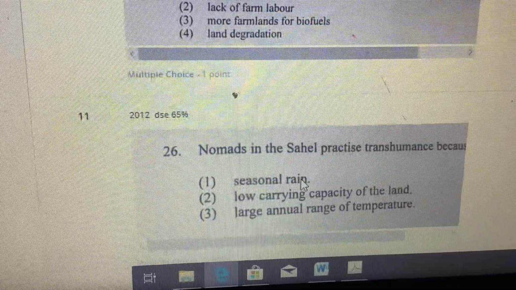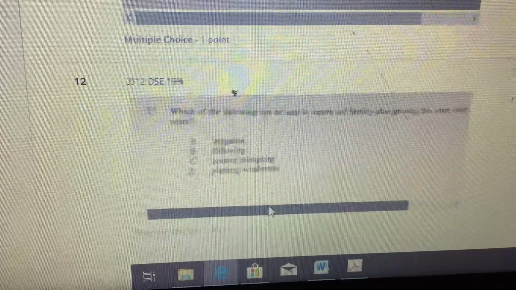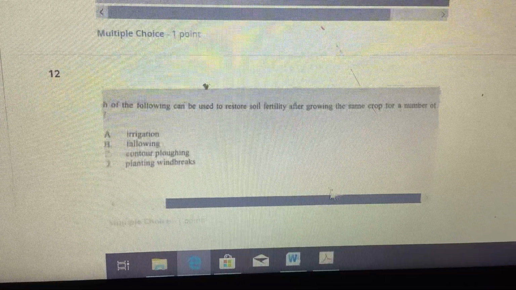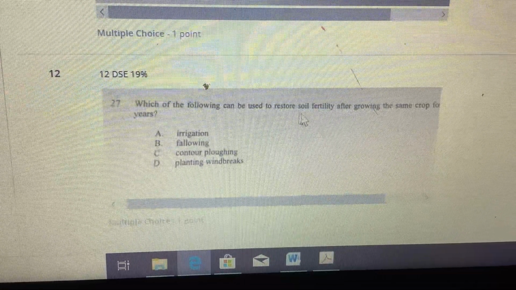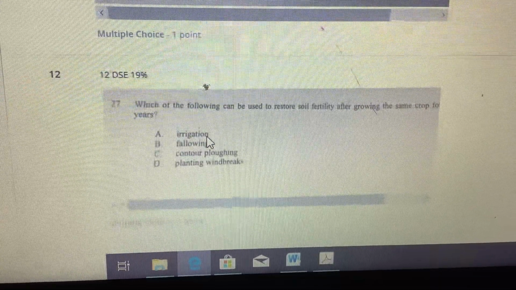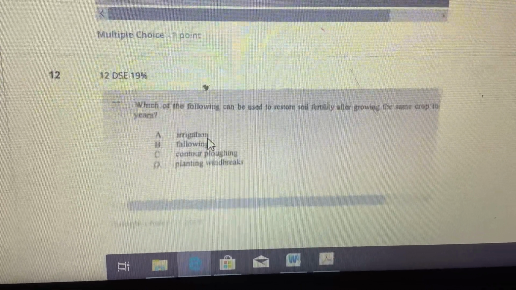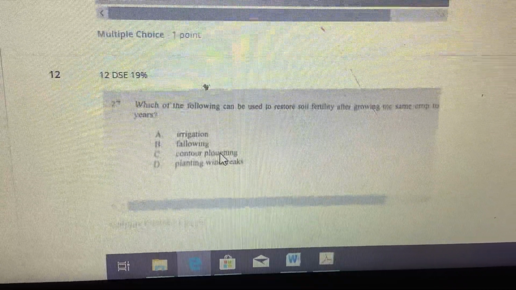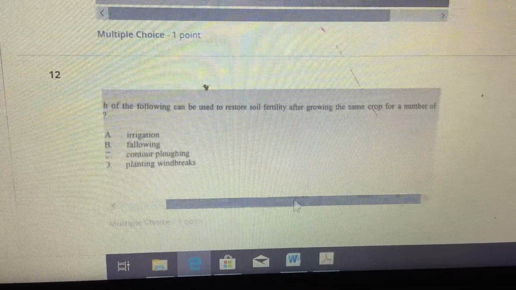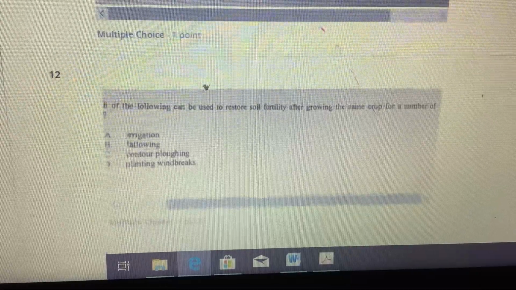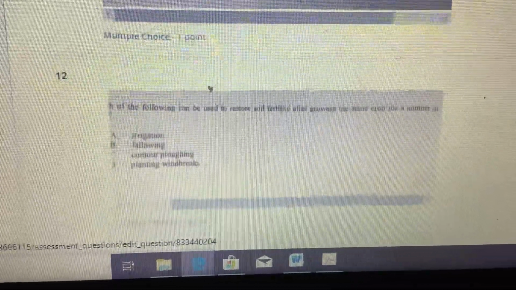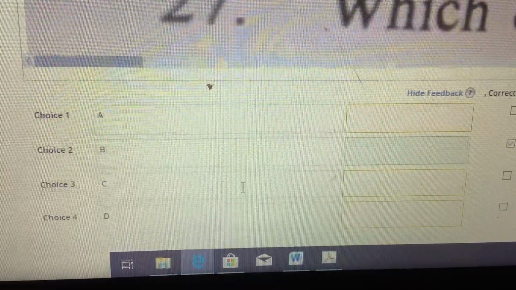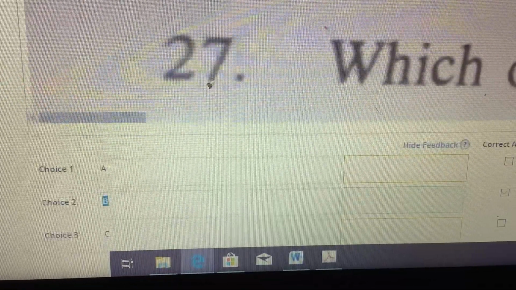And then number 12. Which of the following can be used to restore the fertility after growing the same crops for many years? Which one? A. Irrigation. Irrigation is just for water but not for nutrients. Fallowing sounds right. Contour ploughing is actually for soil erosion. Planting windbreaks is also a kind of preventing soil erosion. So B, which is fallowing.